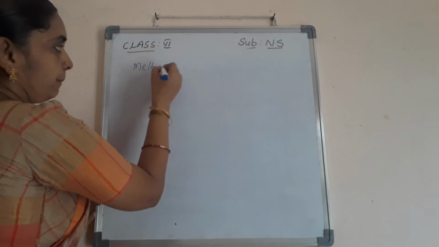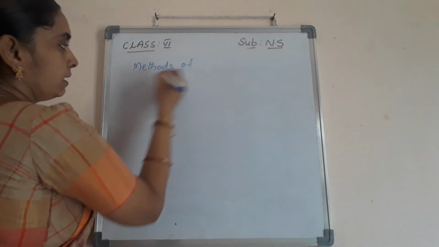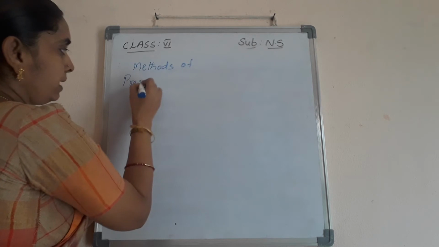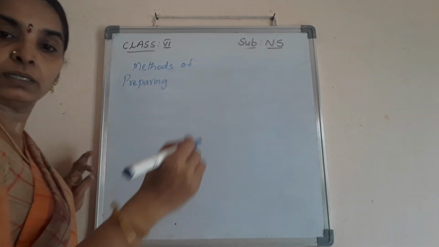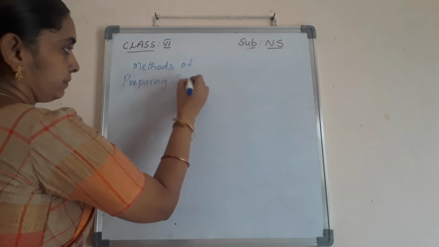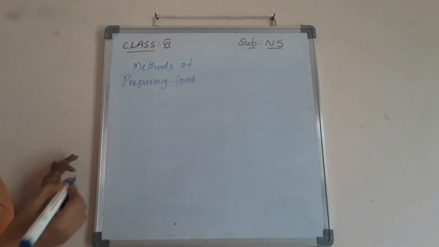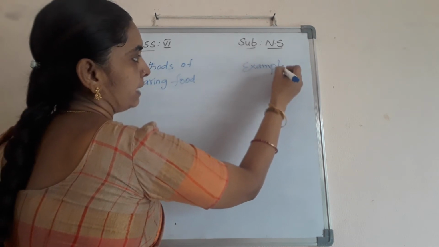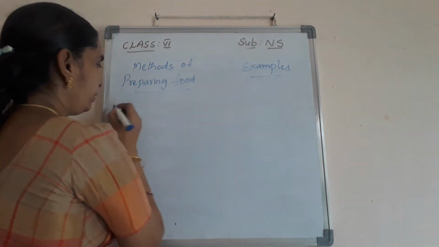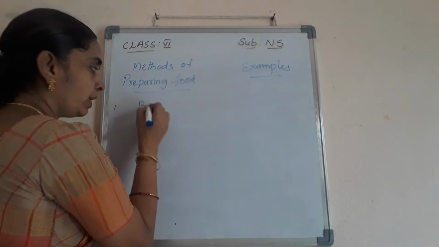Once again, I'll repeat so that it will be easier for you to note down. Methods of preparing food, and examples. Which examples can you give for that method of cooking food? I told you. First one is the boiling method.